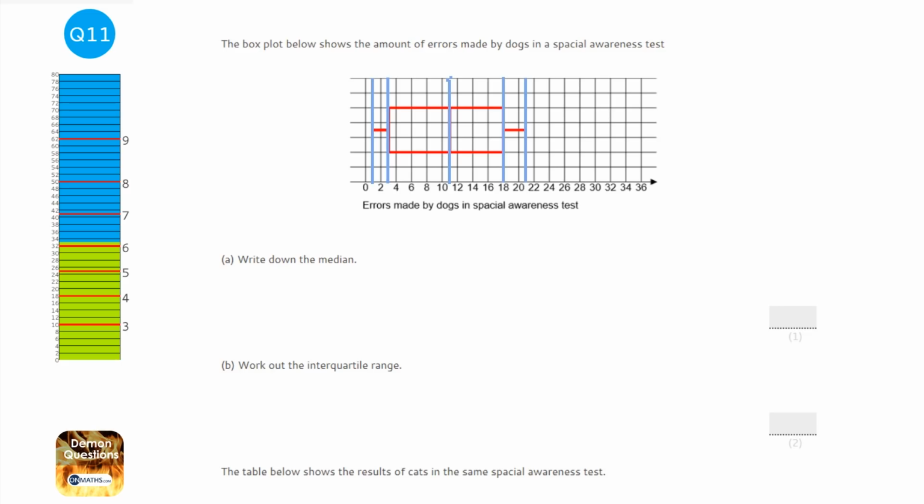So when it asks us for the median, it is halfway between 10 and 12, which will be 11. And it will ask us for the interquartile range. Interquartile range, IQR for short, is the upper quartile, take away the lower quartile. So the upper quartile here is 18, and we're going to take away the lower quartile, which is halfway between 2 and 4, which will be 3. So it's 18 take away 3, which is 15.